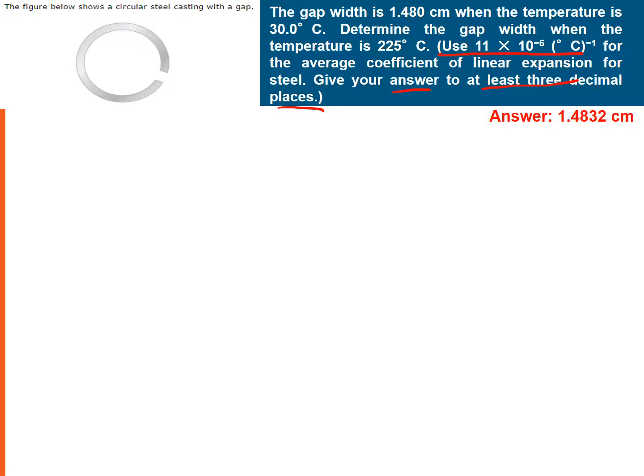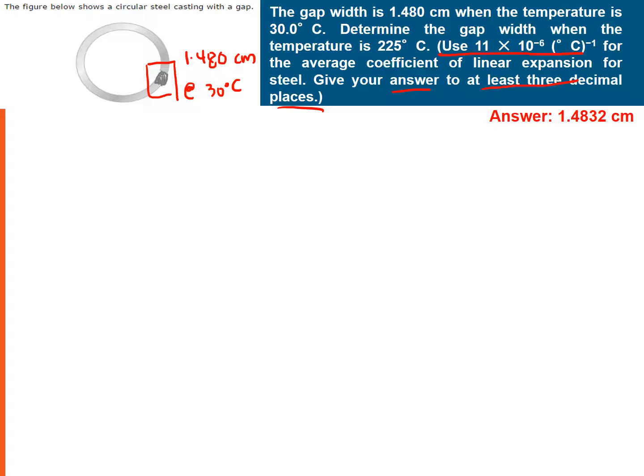places. Now, if this is our circular steel here, the gap, this gap over here, is 1.48 centimeters at 30 degrees Celsius. And we need to know the width of the gap when we increase the temperature to 225 degrees Celsius. Now we can interpret this gap as a piece of steel with a length of 1.48 centimeters. So that's the length of the gap.